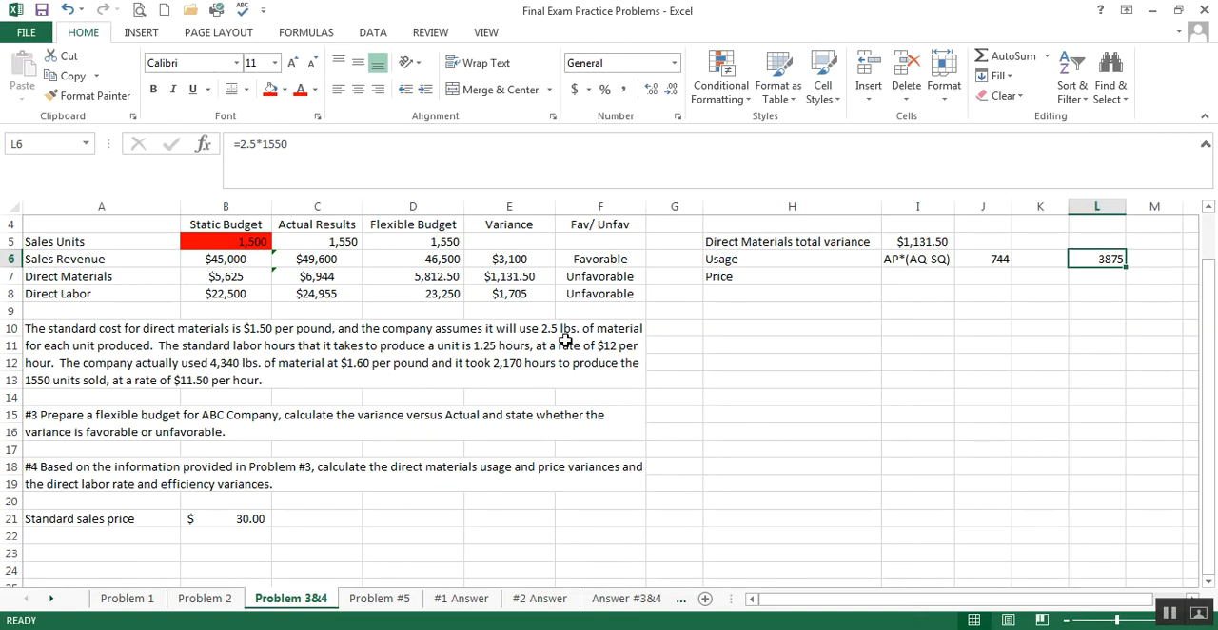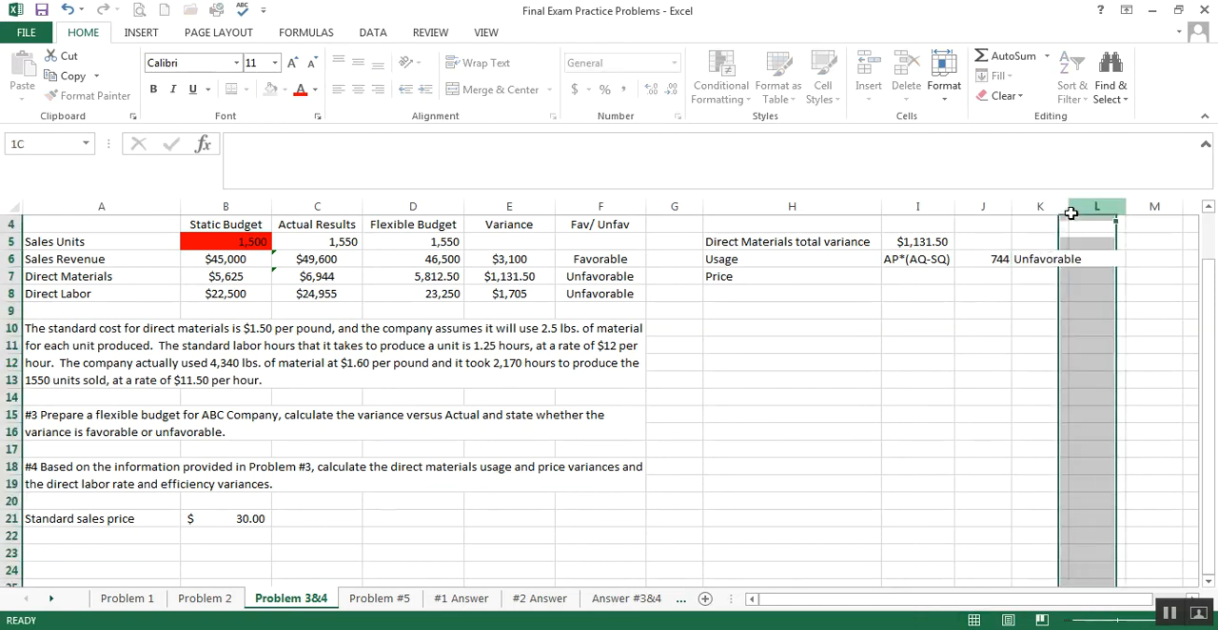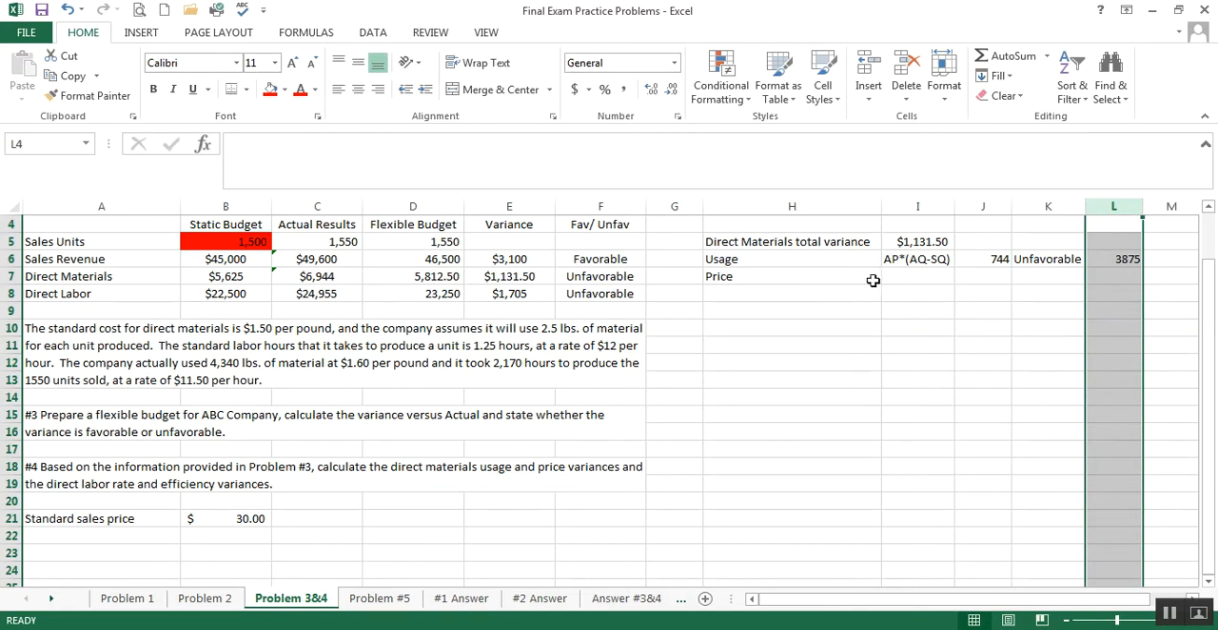You can see here that we actually used 4,340. That gives us a variance of 744, and that's unfavorable because we ended up using more material than we thought we would. Let's look at our price.